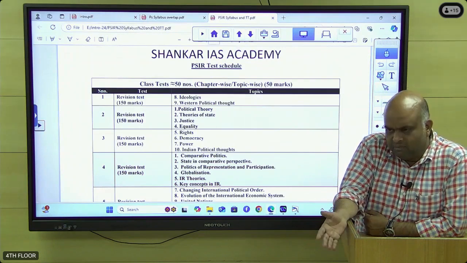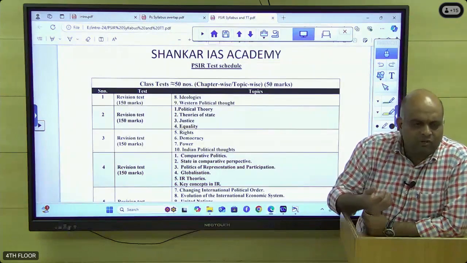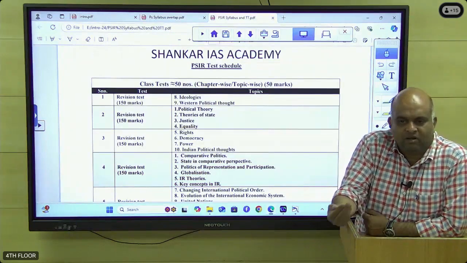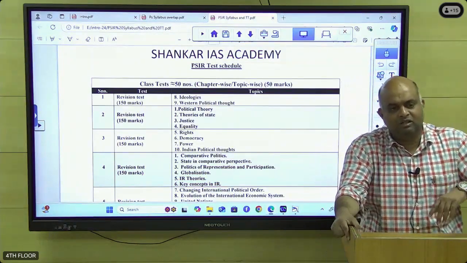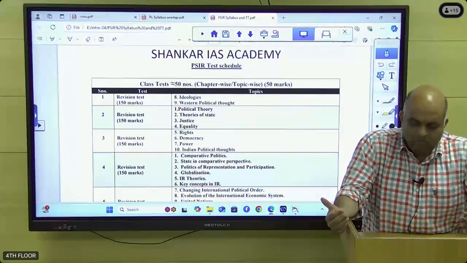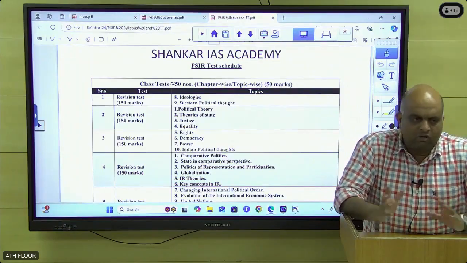If you want, you come to the staff room. We can sit together and work it out. No problem. If you come in groups, it will be easy for me. Instead of coming one by one, I can't tell you everything. So you form some kind of groups, and then if you come, it will be easy for me. We can work out a lot of things.